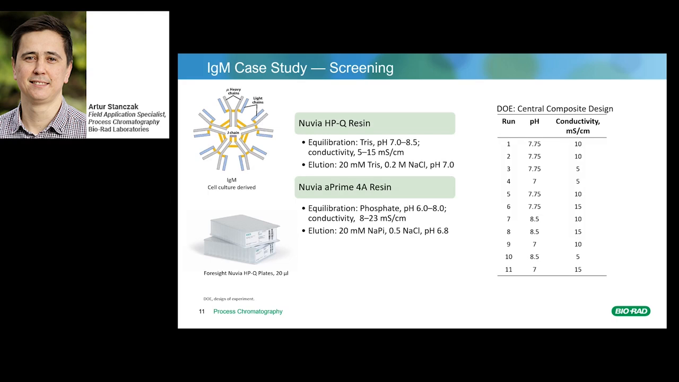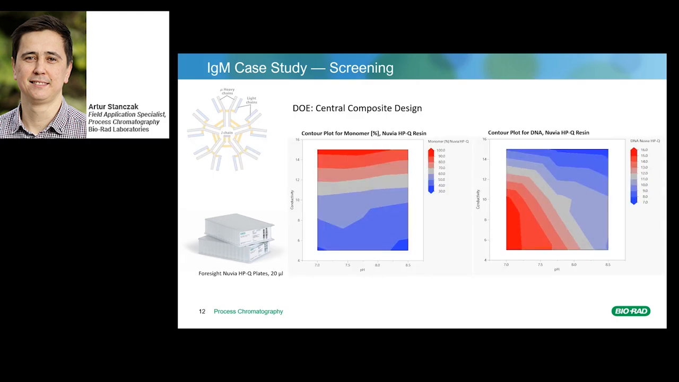Different factor ranges were tested depending on the resin modalities. Nuvia HPQ is a strong anion exchanger, therefore, typically, compared to mixed-mode resin, it can operate in a narrower conditions range. From now on, all results shown are for Nuvia HPQ, even though other resins were also tested in this project. For this application, mixed-mode resin candidates required more development and fine-tuning work. Therefore, for simplicity and robustness of the process, Nuvia HPQ was selected.